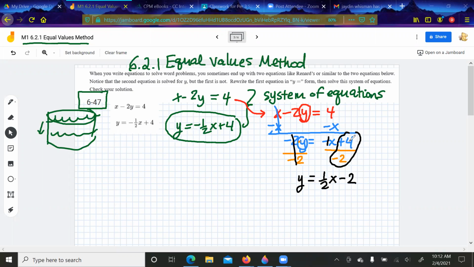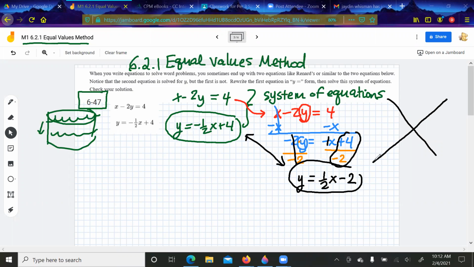Okay, so this is how you simplify the right-hand side there. Negative 1x divided by negative 2 is positive 1/2 x. Positive 4 divided by negative 2 is negative 2. So we have these two equations in y equals form now, right? Like, hey, we know y equals this and y also equals this. And these are two different lines, right?